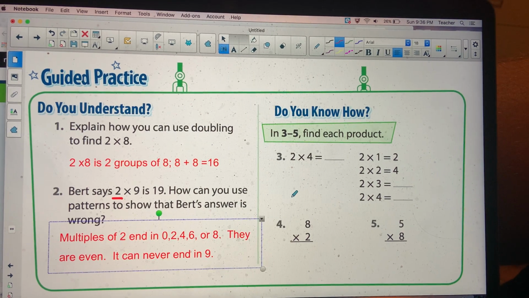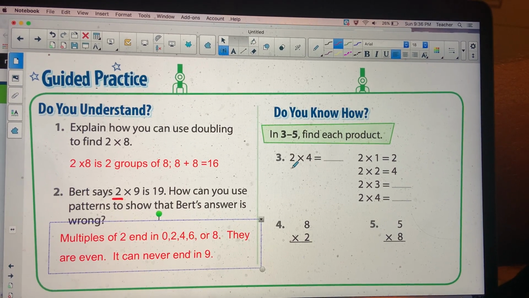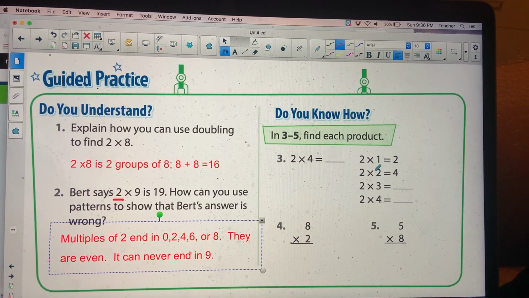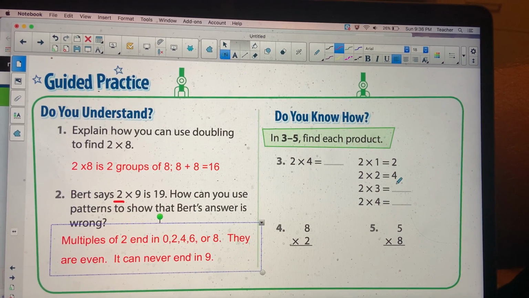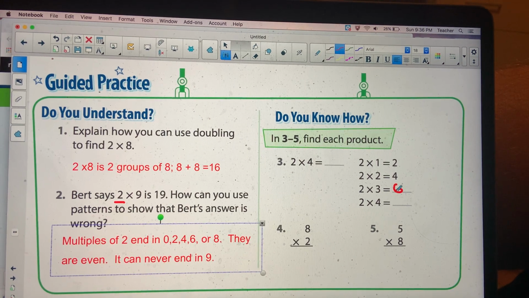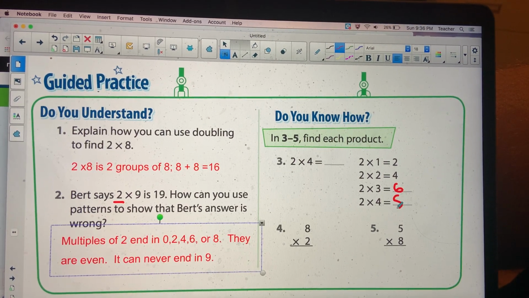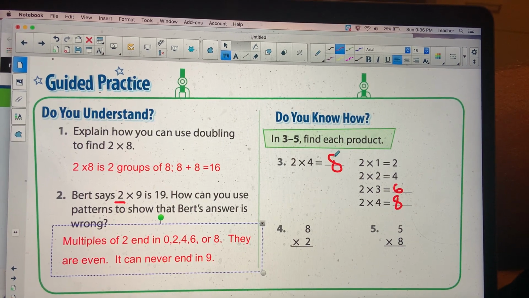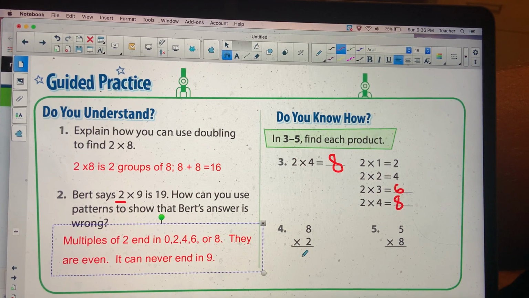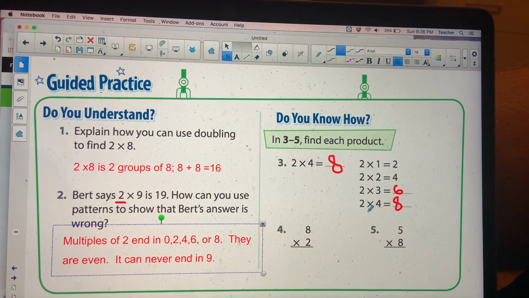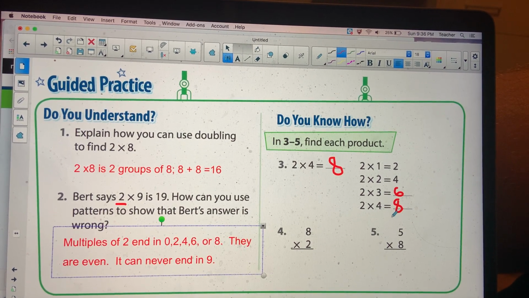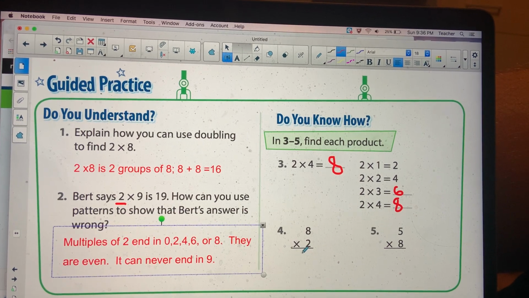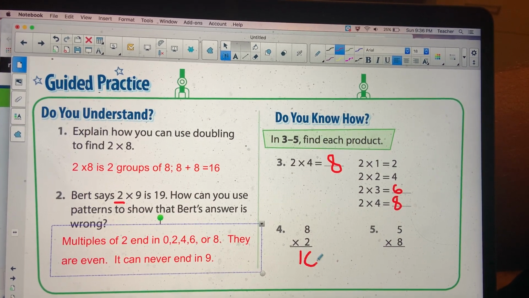All right, for the guided practice over here, 2 times 4, well, they help you over here. 2 times 1 is 2, 2 times 2 is 4, 2 times 3 is 6, add 2 more, 2 times 4 is 8, add 2 more. All right, you're counting up by 2s. And then here, 8 times 2. We'll count in your head, keep going. Well, 2 times 5 would give me 10, 2 times 6 would be 12, 2 times 7 would be 14, 2 times 8 would give me 16.